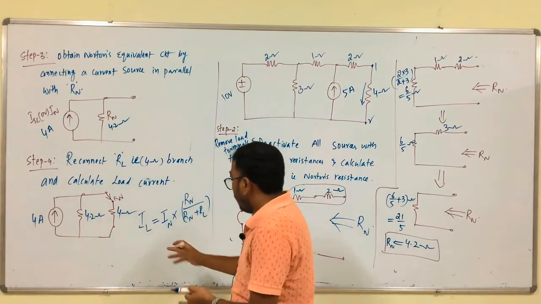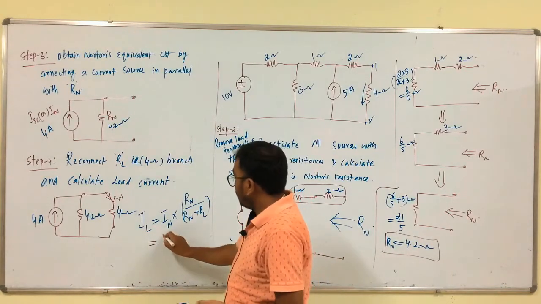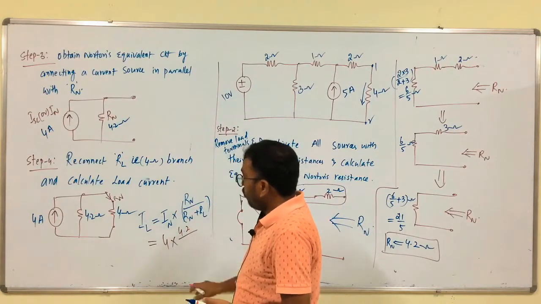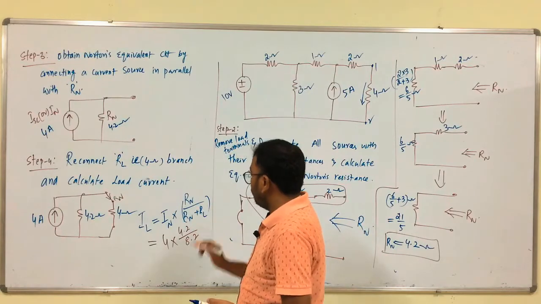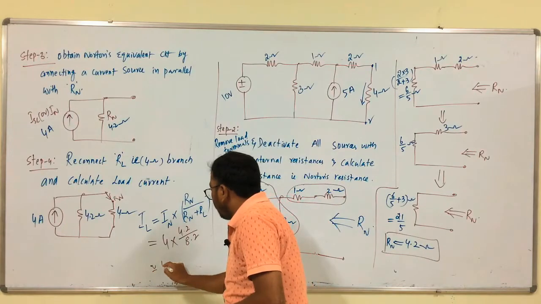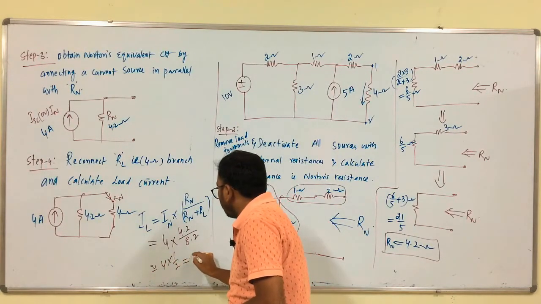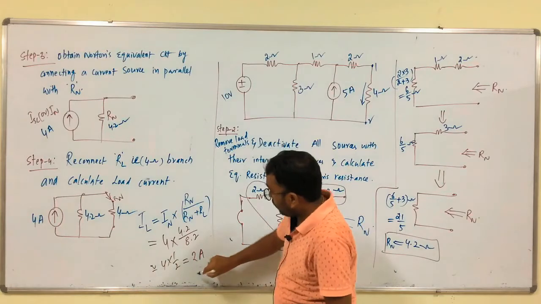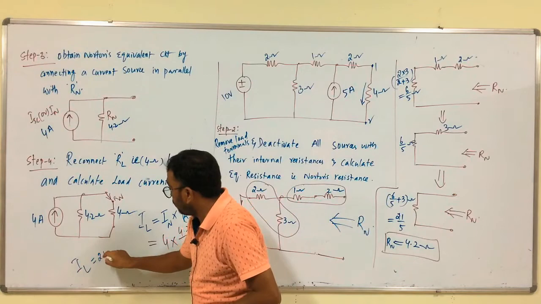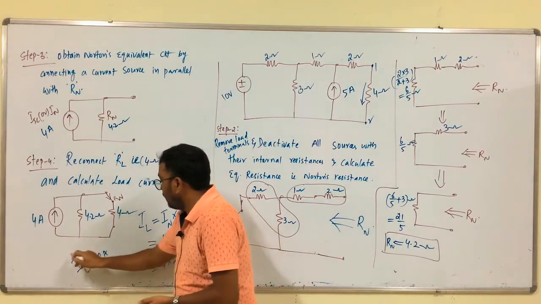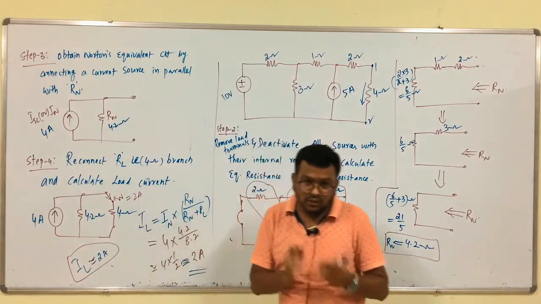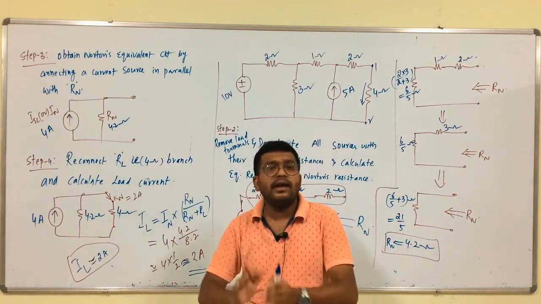So, like this we have to calculate the value of IL. Here it is 4 into the value of Rn, 4.2 by 4.2 plus 4, 8.2, approximately 4 by 8, that is 1 by 2. Approximately 4 into 1 by 2, which equals 2 amps. The load current IL is approximately 2 amps. So, like this we have to calculate the current through any branch.